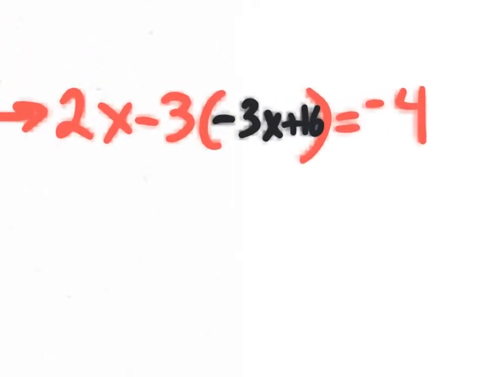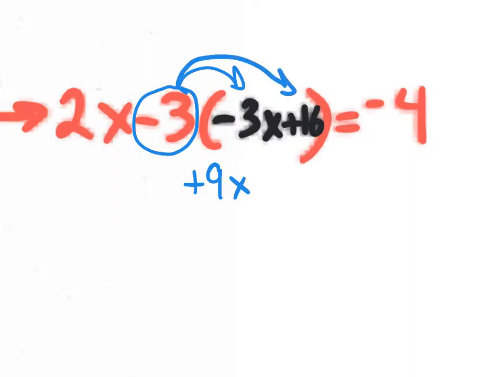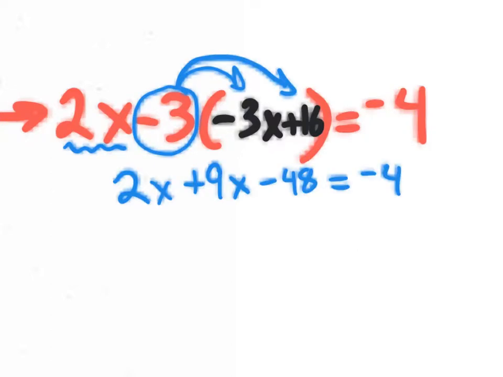Of course, the first step on solving is to simplify, which means distributive property and combining like terms. So I'm going to take this negative 3 and go negative 3 times negative 3. That's positive 9, of course, with an x. And then negative 3 times positive 16, that's negative 48. And of course, you're going to bring down the 2x that's in front. Bring down the equal sign, bring down the negative 4. So I've distributed. Now all I need to do is combine like terms.